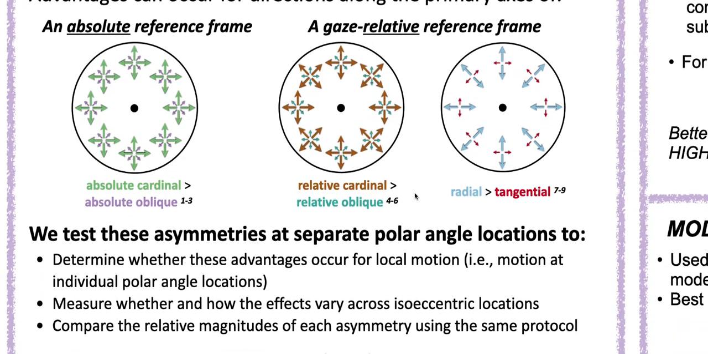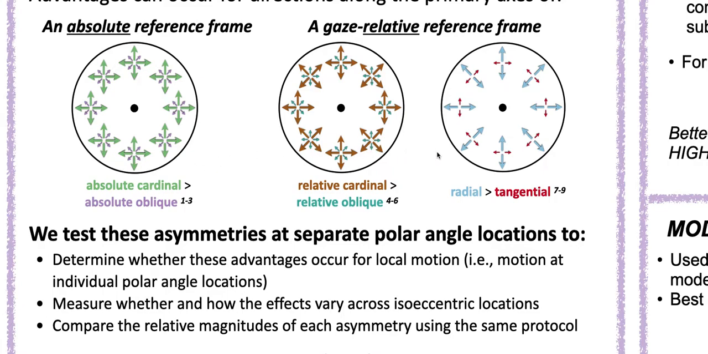In this study, we test each of these asymmetries at separate polar angles to accomplish 3 goals. First, we determine whether the advantages reported above occur for local motion. This is a test for generalizability, since many studies have used motion stimuli that either span too large an area of the visual field or test too few locations. Second, we measure whether and how the effects of these 3 asymmetries vary at isoeccentric locations. Third, we compare the relative magnitude of each of these 3 asymmetries using the same motion discrimination paradigm, which has not been done previously.